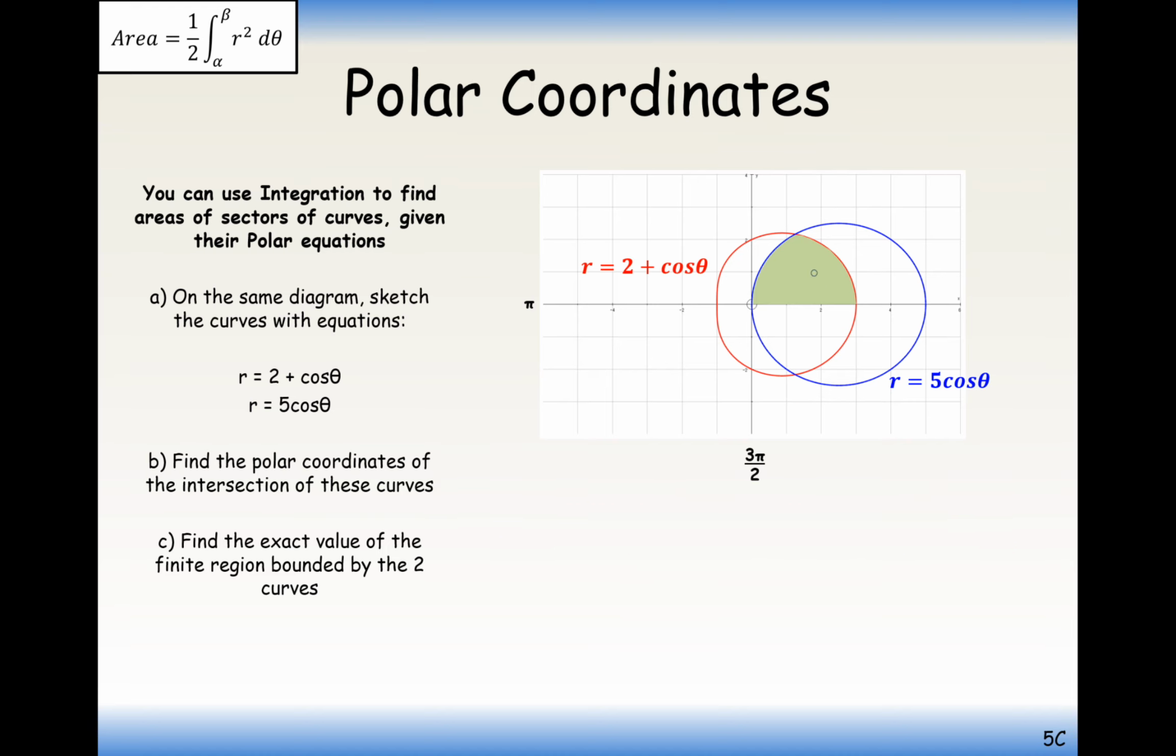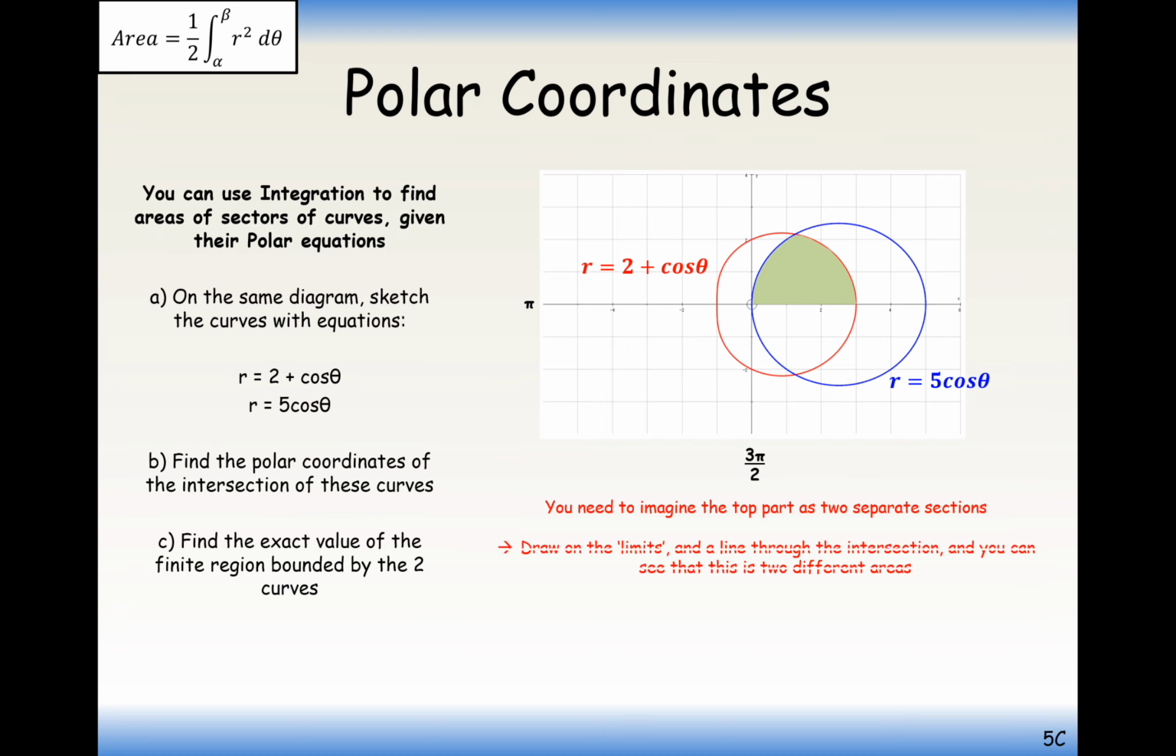Okay, so to work out the area on the top here, we need to first imagine that we have two separate sections. We'll divide them into two separate sections where we have the section from 0 to pi by 3 and then the section from pi by 3 to pi by 2. Because one section is bounded by the red curve and one section is bounded by the blue curve.